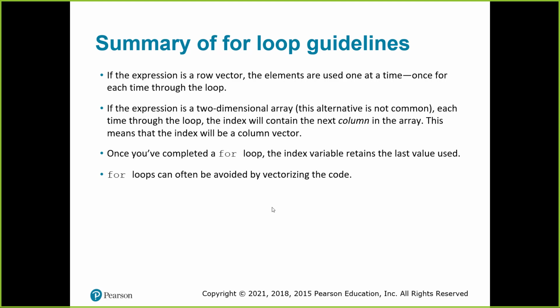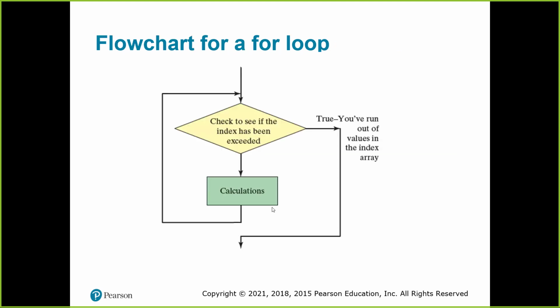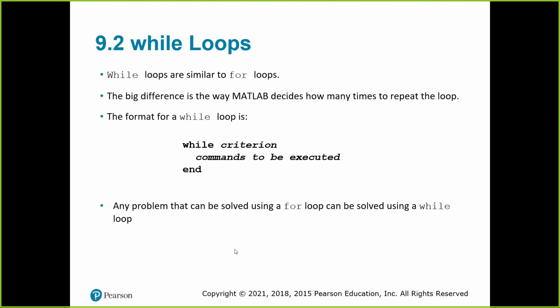And for loops can be avoided by vectorizing the code using logical indexing. So here's a flow chart for a for loop. It comes in, it checks to see if the index has been exceeded. So are we on the first, or somewhere in between, or the very last? If we're in between, it goes down to the calculation and keeps going until it gets to the very last one. Then it says nope, I'm done, and it goes down to exit and continues on with the code. Now, while loops. Any questions on for before we go into while?